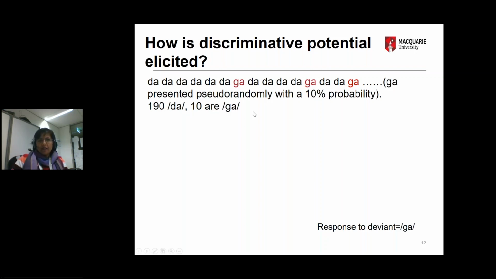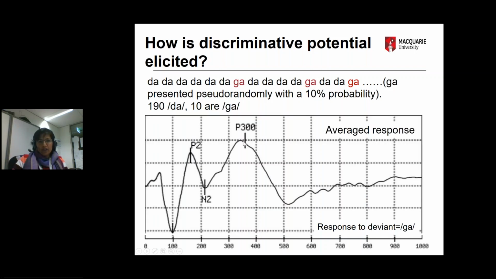That would be your gas, and you intersperse them so that you have a sufficient number of das, and interleave ga periodically to give you the response to that discrimination paradigm. And this is what you would get. You would get the same cortical response first, the P1, N1, P2, as you did to da, because you have to hear the ga first to be able to say, this is not da.